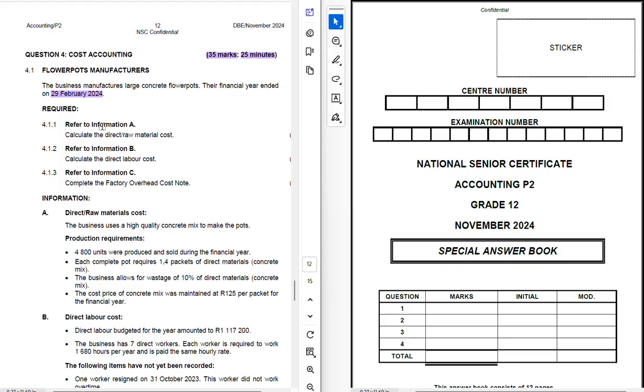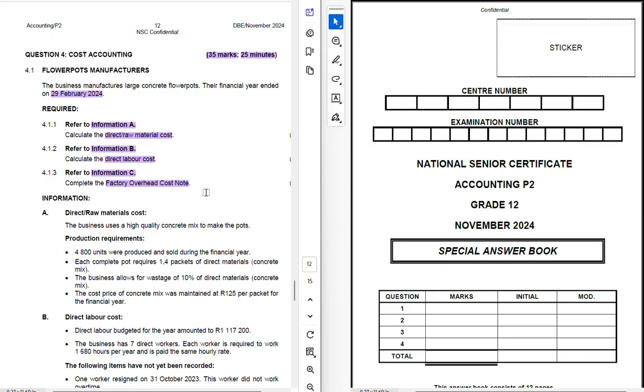For 4.1.1 we are required to look at the information in A, for 4.1.2 we are required to look at information B, and for 4.1.3 we are required to look at information in C. 4.1.1 says calculate the direct raw material cost. 4.1.2, we need to calculate the direct labor cost. And 4.1.3, we need to complete the factory overhead cost note.